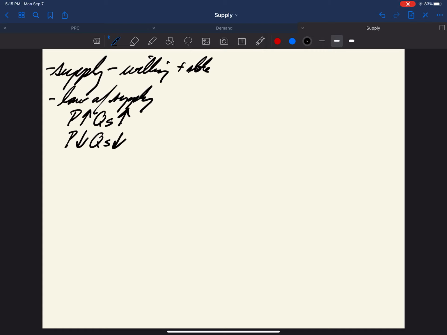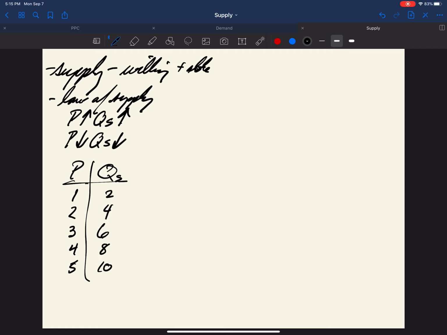Now, this can also be done as a schedule, just like we did with demand. So, price, quantity supplied on this end. So, adding this up, 1, 2, 3, 4, 5, has to increase: 2, 4, 6, 8, 10. And notice it has to follow the law of supply, so as price increases, my quantity supplied increases. And so we can also draw this and plot it out as a graph.